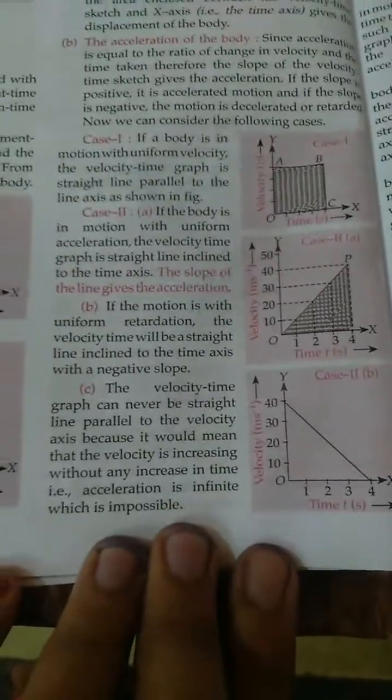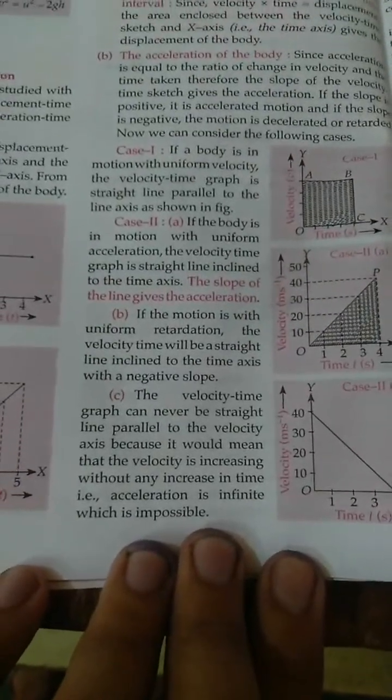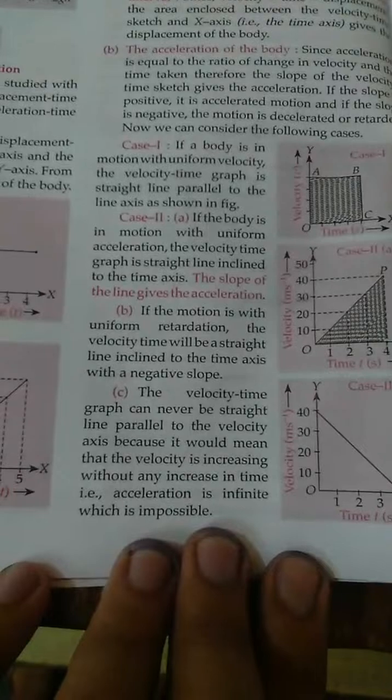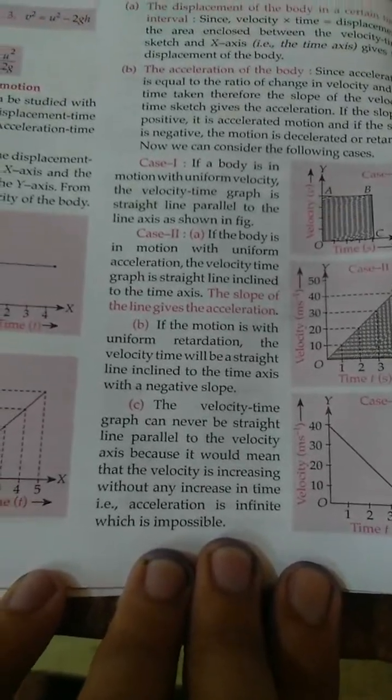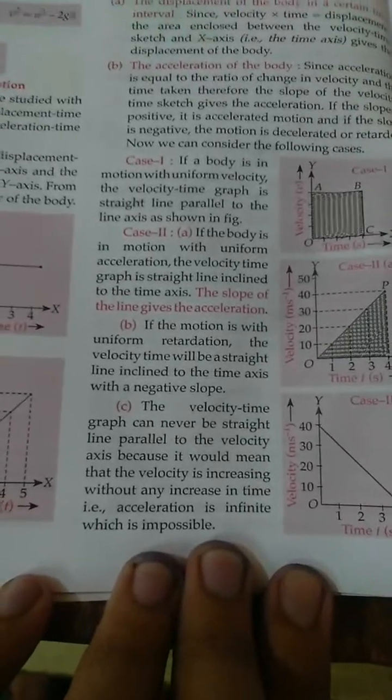If the motion is with uniform retardation, the velocity-time graph will be a straight line inclined to the time axis with a negative slope. The velocity-time graph can never be a straight line parallel to the velocity axis, because it would mean that the velocity is increasing without any increase in time, that is, acceleration is infinite, which is impossible.